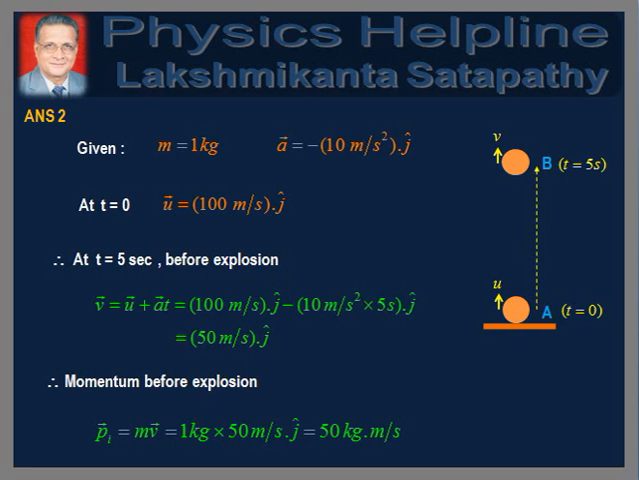This is the velocity of the bomb just before explosion. Now, mass of the bomb is equal to 1 kg. Therefore, momentum of the bomb before explosion is Pi is equal to 1 kg into 50 meters per second into j cap, which is equal to 50 kg meter per second into j cap.